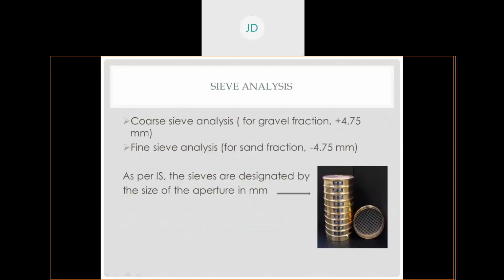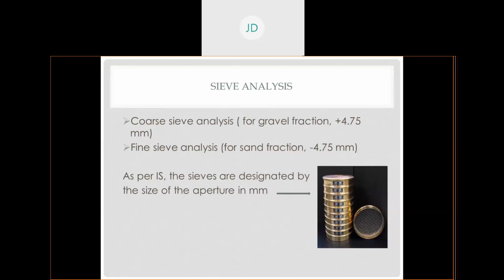Say this one for 4.75, this one for 3.36, this one for 2, this one for 1 millimeter, and so on. At the bottom is 0.075 millimeter or 75 micron. Micron is also a unit of length. You can search on Google for the relation between micron and millimeter. It's a unit smaller than millimeter. 1000 micron is equal to 1 millimeter, I guess. You can cross check on Google.